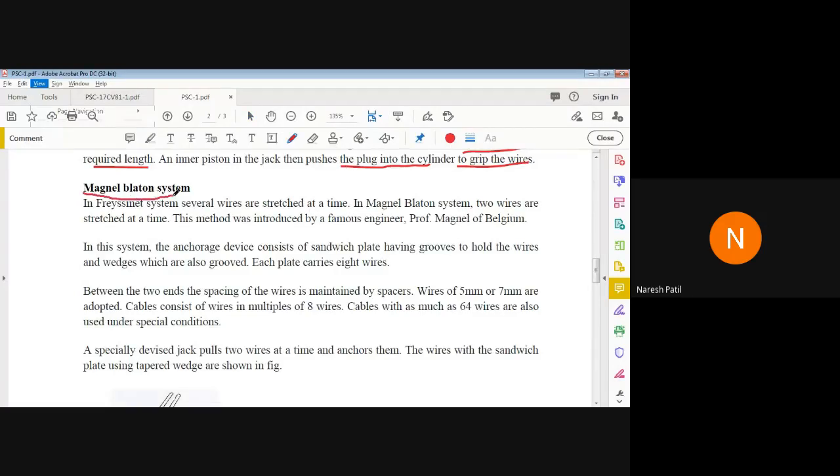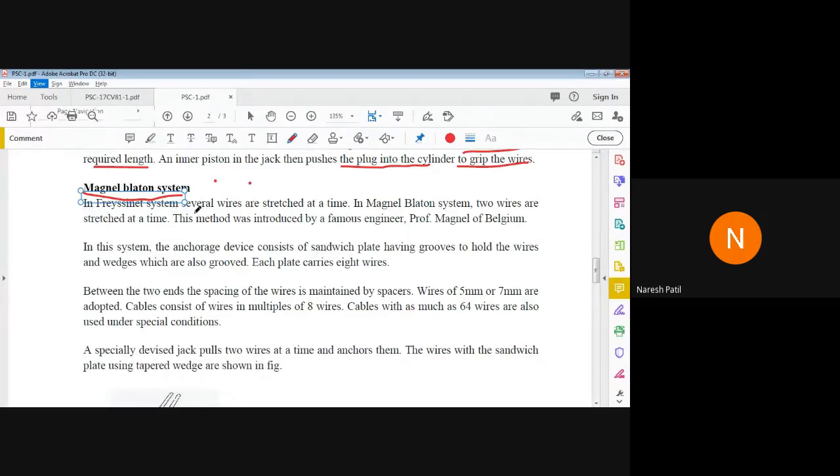Okay. Now the next is Mangel-Blatton system. I'm trying to highlight on the PDF, whether it is visible or not. Yes sir, visible sir. Okay. So Mangel-Blatton is what again? It is in fascinated, so I'll discuss over this.